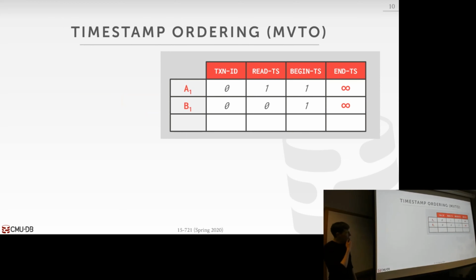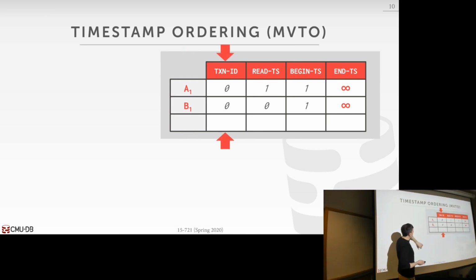Timestamp program. All right. So we're going to store this in our table. The first thing to point out is that I have this column here of the version IDs. This is just for illustration purposes. We're not actually going to store this in our real system, because we use the begin and end timestamp to figure out what the actual version is. This is just for us to understand this visually.